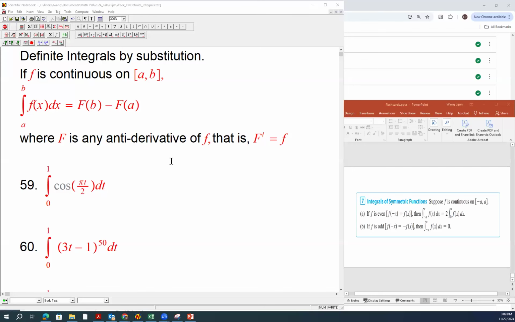Hello, everyone. In this lesson, I'd like to record a lesson on integration by substitution for definite integrals, and especially on how to show work.